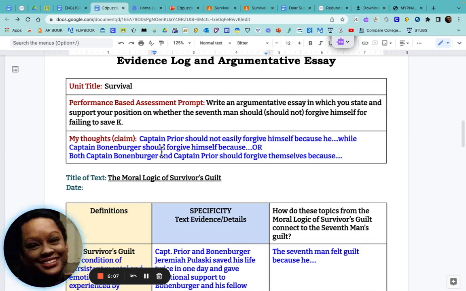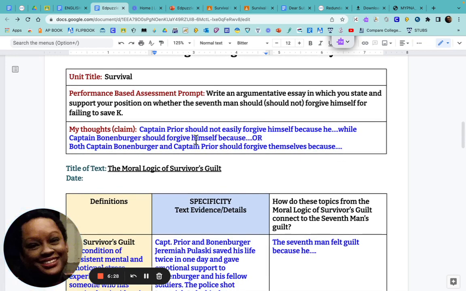while Captain Bonneberger should forgive himself because, and of course, y'all know when y'all see those four dots there, that something is supposed to go in there. Your opinion is supposed to go there. Okay, so let's look at another opinion. Both Captain Bonneberger and Captain Pryor should forgive themselves because. Okay, so you will tell me what you think up here.